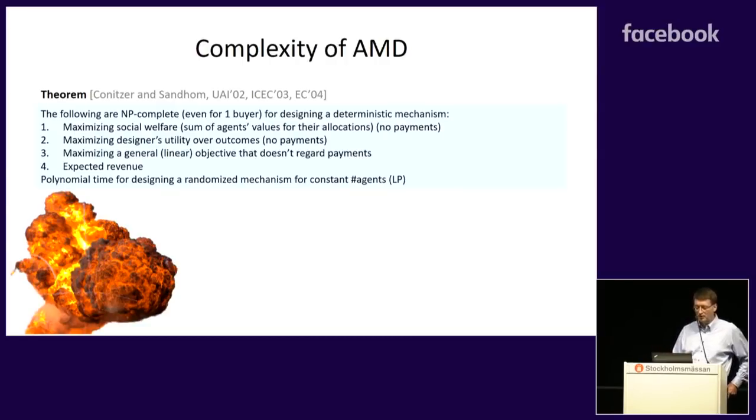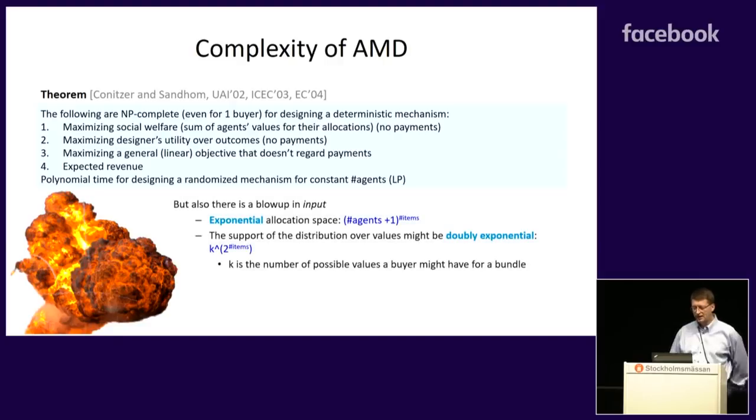Now, these are in polynomial time if you allow designing of randomized mechanisms and you have a constant number of agents. Then it's just a constant size LP, and you can solve that with linear programming. All right, so that was for the table-based representation, and it also has a problem with the input. And no matter what you actually use as your representation, you're going to have this input problem. So it's not just that the computational complexity is hard in the mechanism design box. It's also that the input is huge.